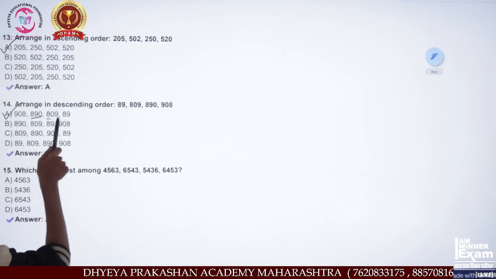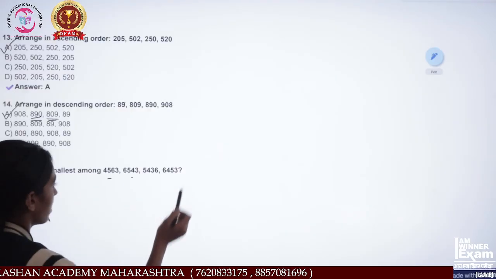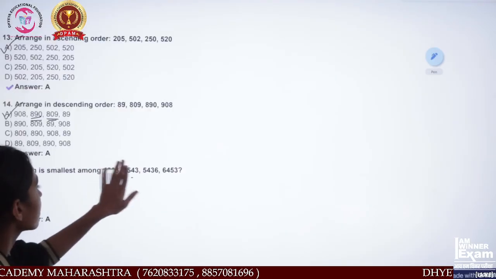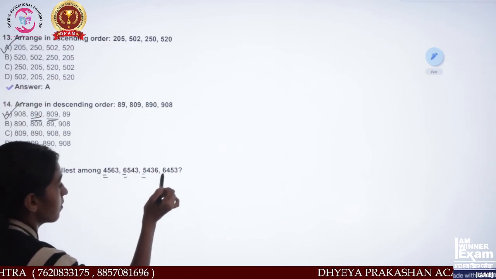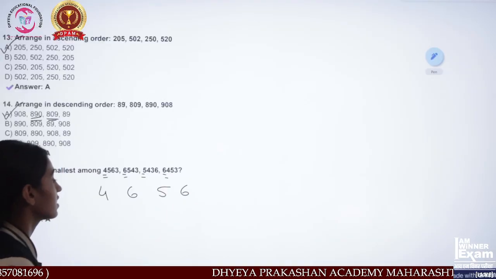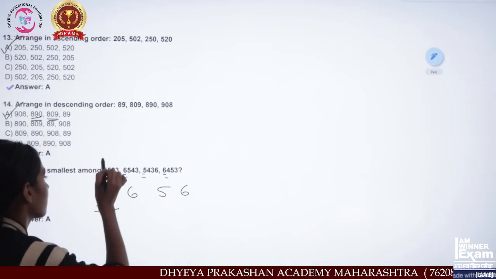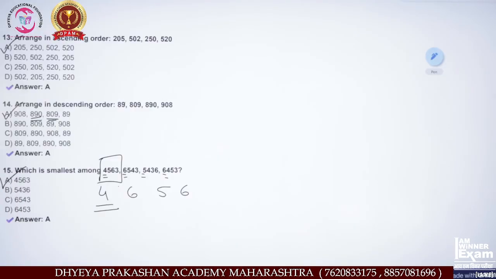Also, look at this, it is also correct. Which is the smallest among these? We have to find the smallest number among these. First of all, to find the smallest, let's compare the first digit of each number. 4, 6, 5, 6. Which is the smallest? 4 is the smallest. That means this number is the smallest. Option A is the correct answer.